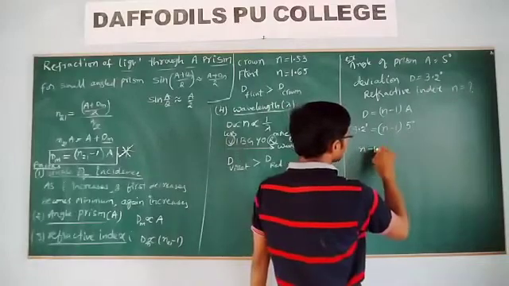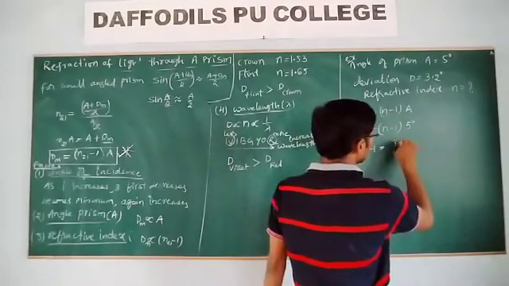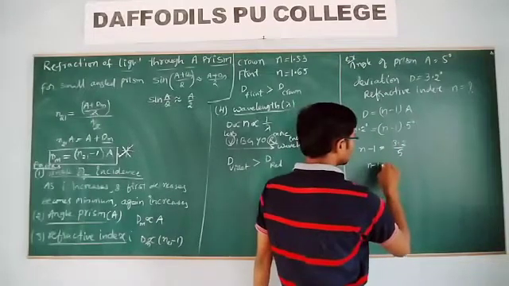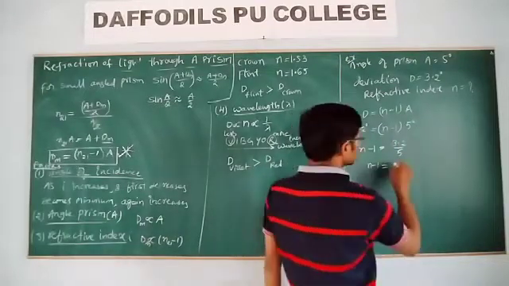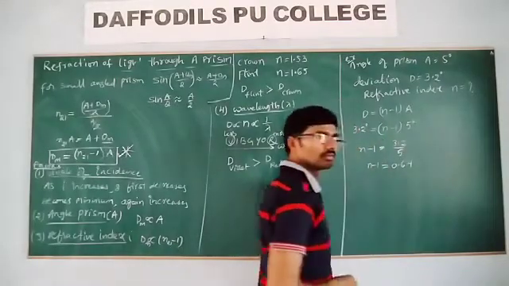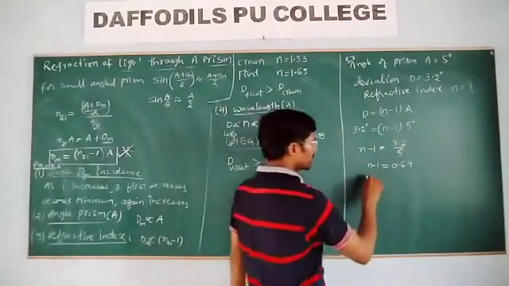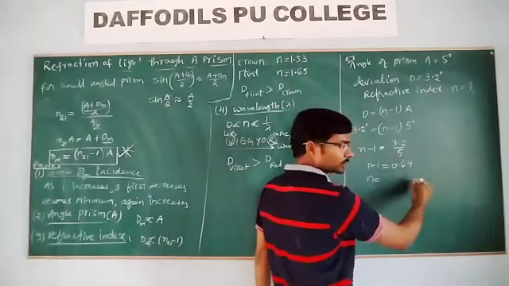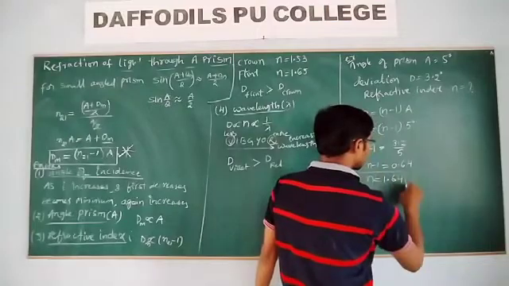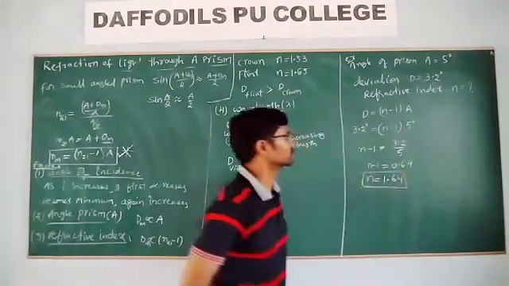Then n minus 1 is equal to 3.2 by 5. Then n minus 1 is equal to 0.64. Therefore, the refractive index of that prism, if the minus 1 comes to this side as plus, is 1.64.